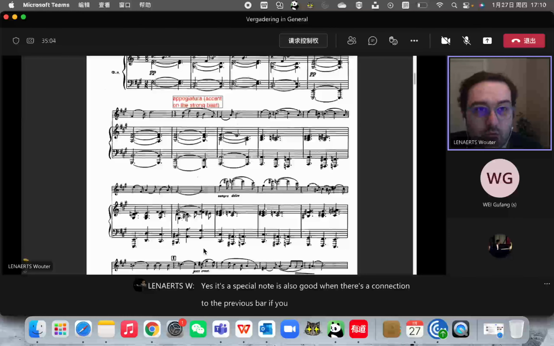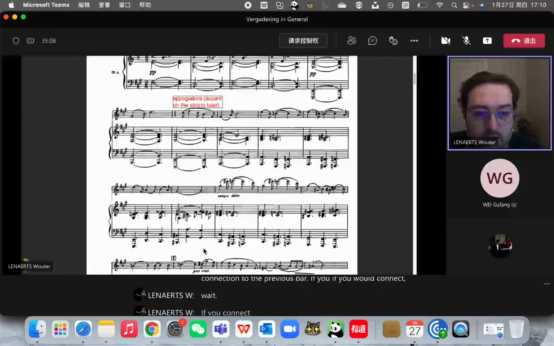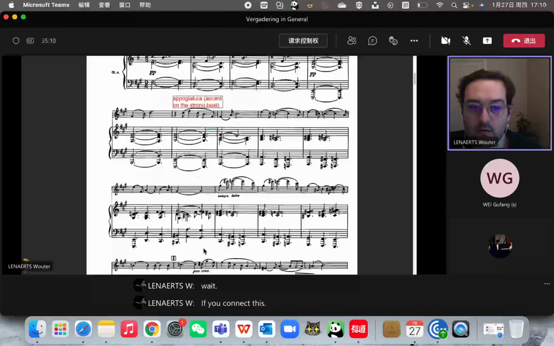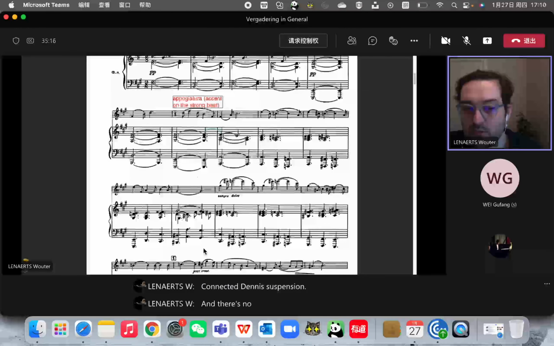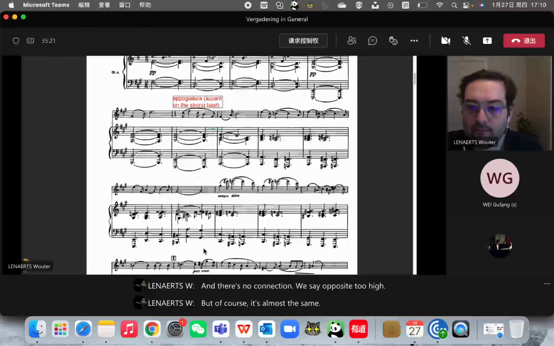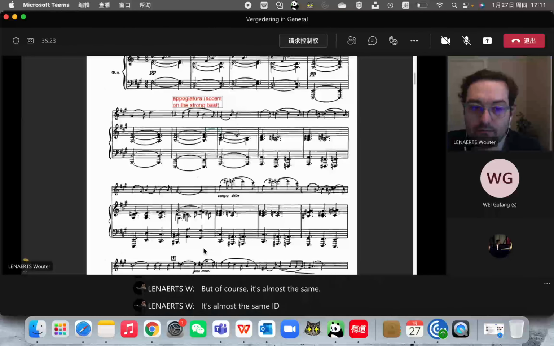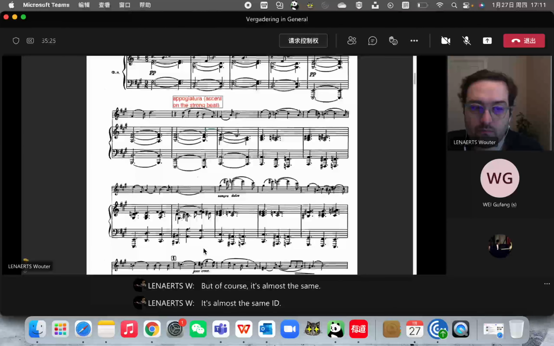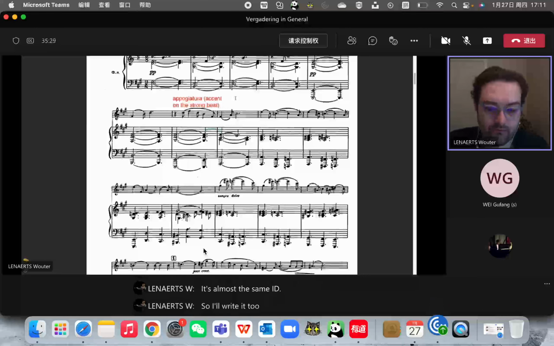If you connect this, you see connected, then it's suspension. When there's no connection, we say appoggiatura. But of course, it's almost the same. It's almost the same idea. So I'll write it too.